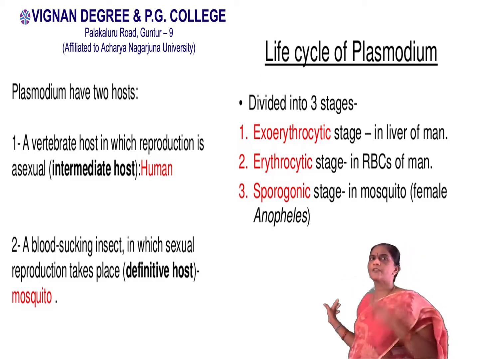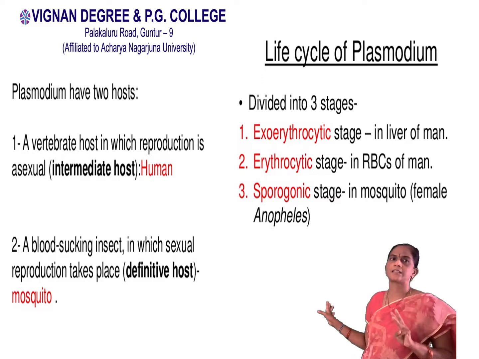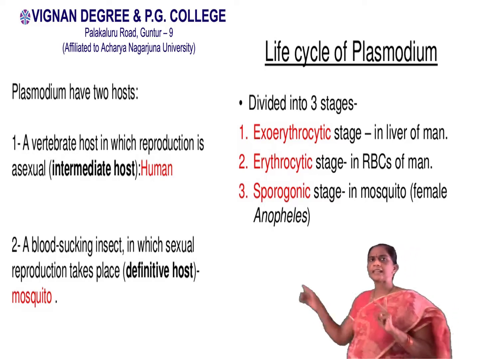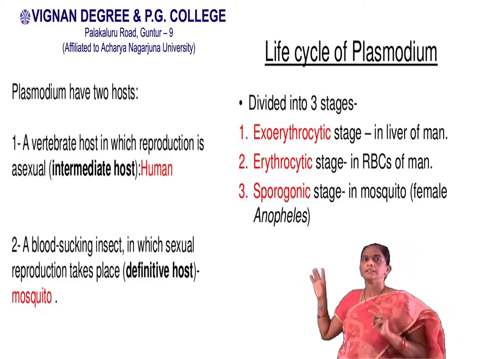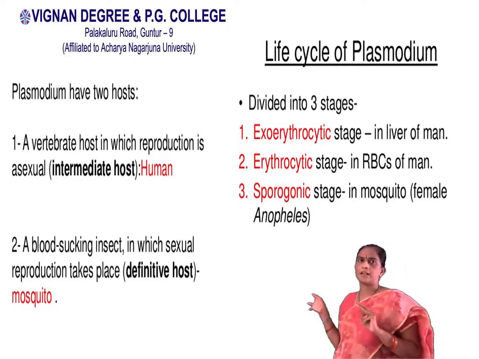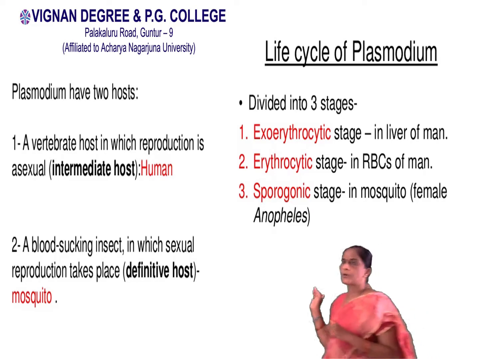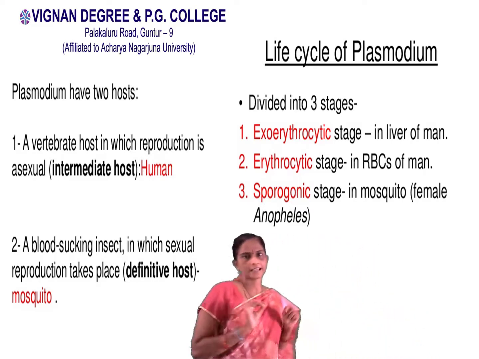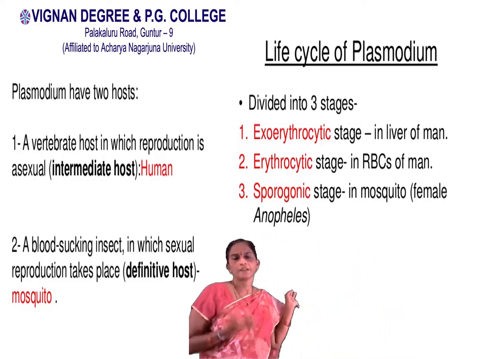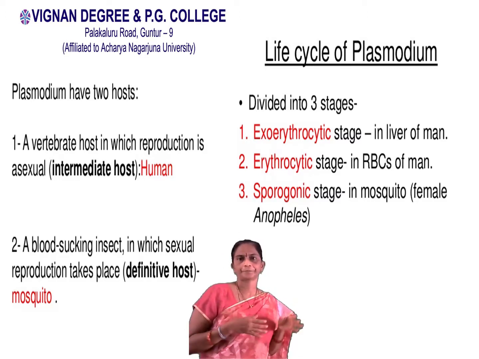Okay, the life cycle of Plasmodium is divided into three cycles: exoerythrocytic cycle and erythrocytic cycle, these two occur in the humans. Only the sporogenic cycle occurs in the female Anopheles mosquito.